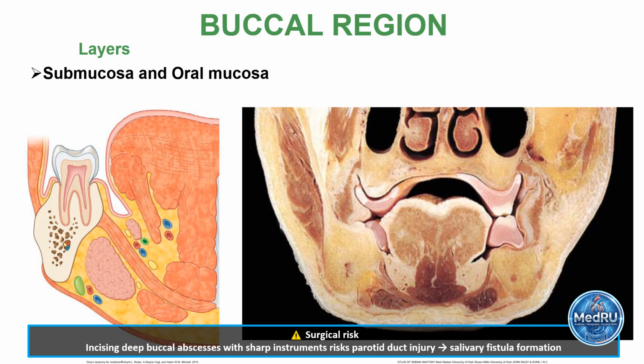A significant surgical risk in this area is that incising deep buccal abscesses with sharp instruments carries the danger of injuring the parotid duct, which can lead to the formation of a persistent salivary fistula.